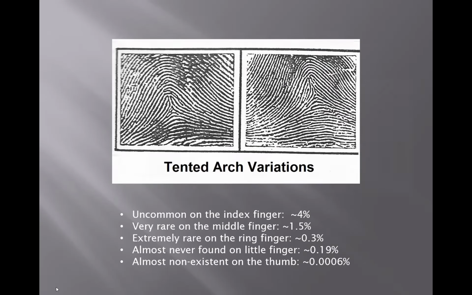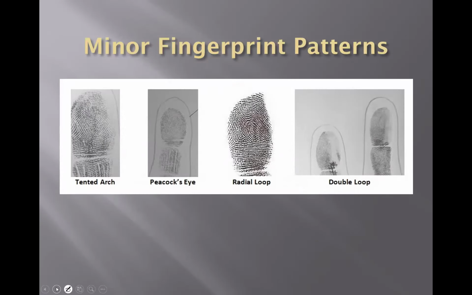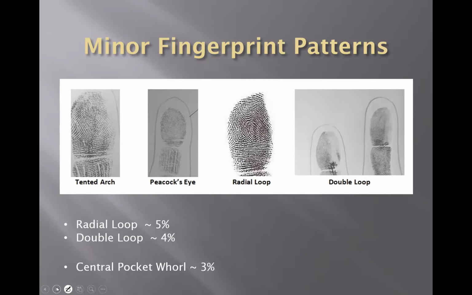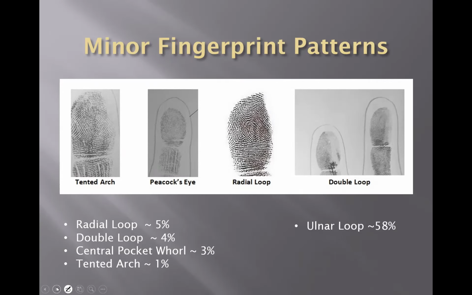So that's the outline of the minor fingerprint patterns. If we consider them from a percentage point of view, the radial loop is about 5% of fingerprint patterns. The double loop is about 4%, the central pocket whirl about 3%, and the tented arch is only 1% of fingerprint patterns, and that's globally. These are quite widespread distributions. Then there are the distributions for the loop, the whirl and the arch.